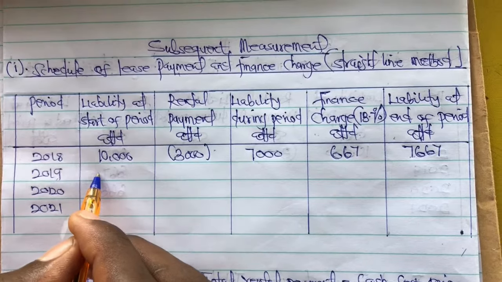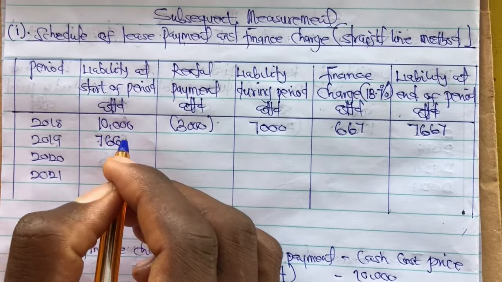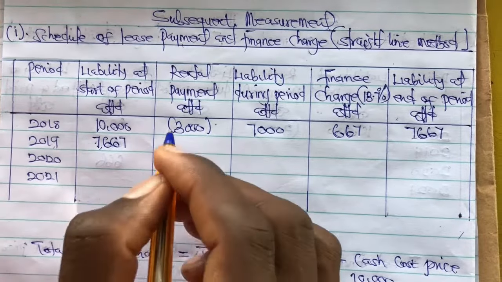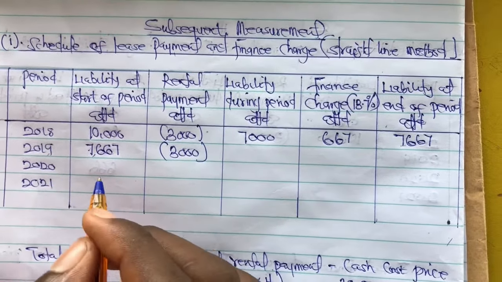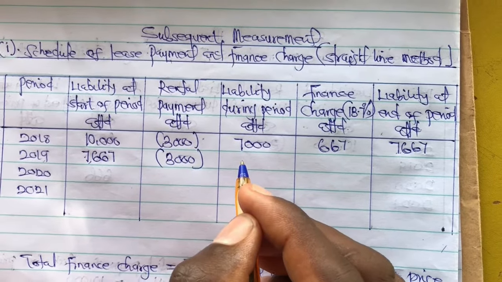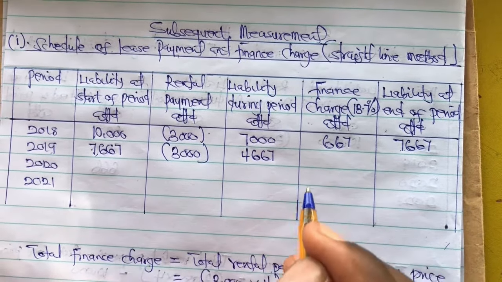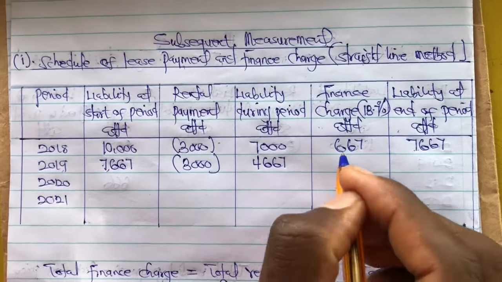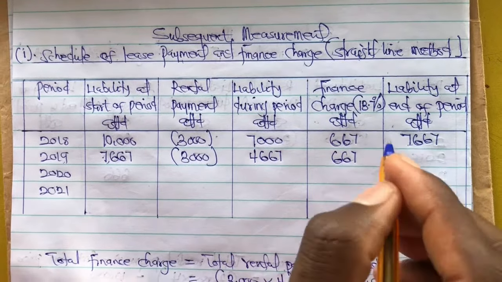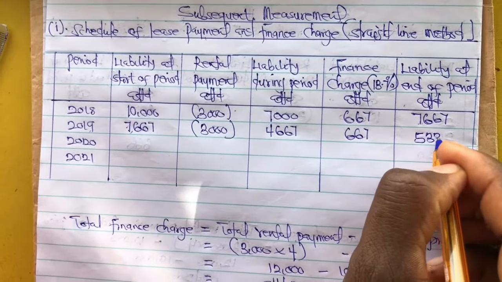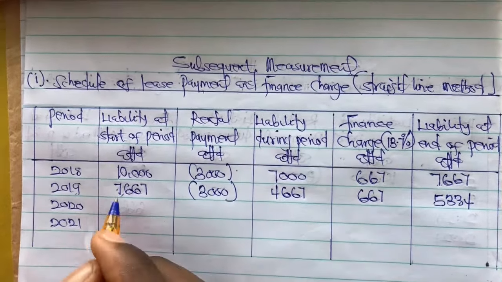When we move to the subsequent year, that is 2019, the liability at the close of 2018 becomes the opening liability for 2019. So the opening liability becomes 7,667 Ghana cedis. Is that okay? Then we consider the rental payment again. So we take the rental payment from the opening liability. That is going to give us an amount of 4,667 Ghana cedis. Then we consider the finance charge. We've determined it already. So the finance charge is 667 Ghana cedis. So we add it to the liability during the period. That is going to give us 5,334 Ghana cedis.